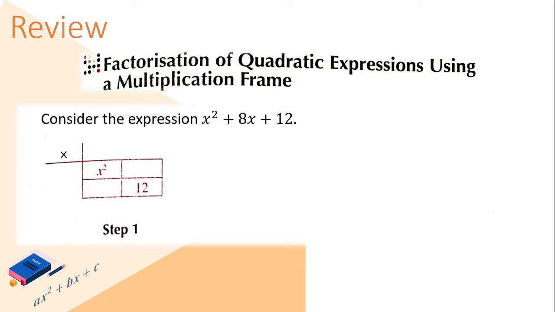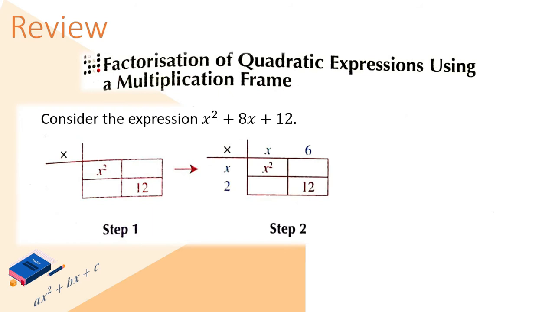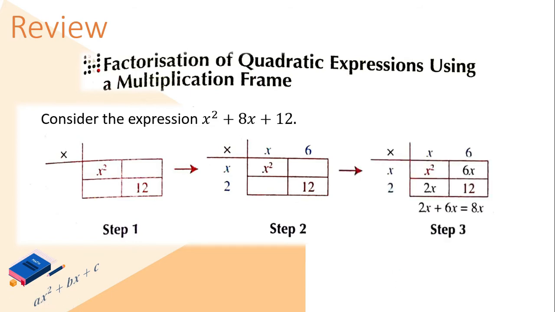So we have there step 1. As you can see, we have x squared and we have 12. So in step 2, we are going to factor out x squared, which is x, with another x, and we are going to factor out 12 such that when we add or subtract, will give us the middle term, which is 8. So this will be followed by step 3, wherein we are going to add 2x plus 6x, that will give us 8x. So therefore, we can say using the multiplication grid, we can have the factors of x squared plus 8x plus 12 equals to x plus 2 times the quantity x plus 6.